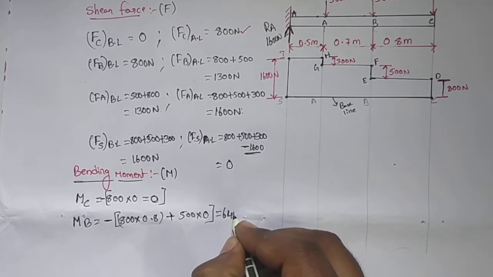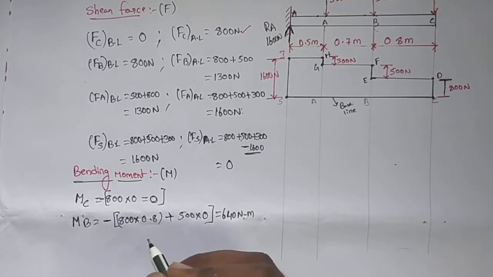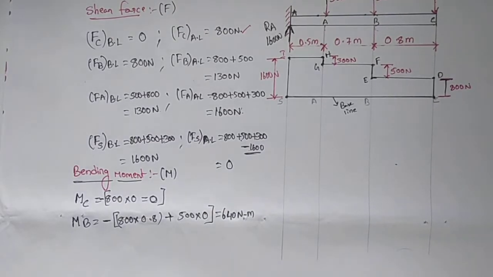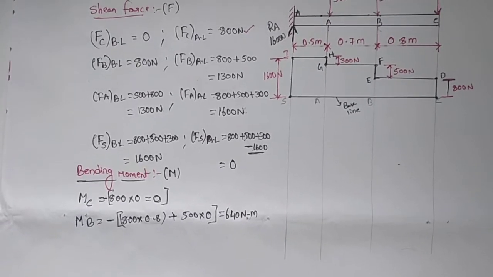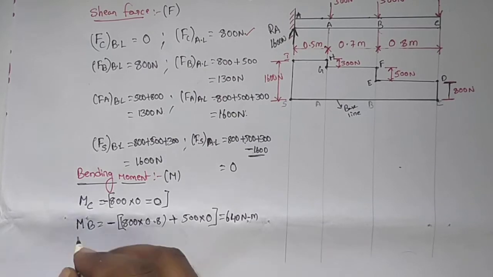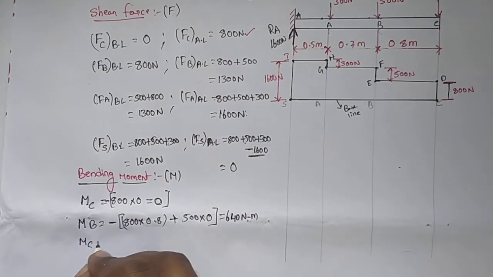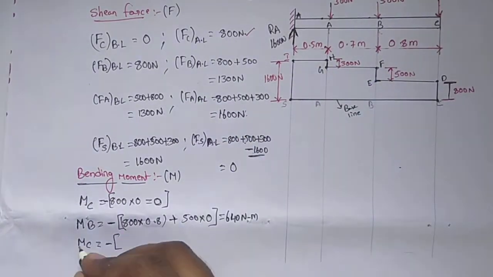640 Newton meter. That is 800 into 0.8. We'll get 640 Newton meter. Here units is the important. Next, bending moment at point C minus of bending moment at point A.